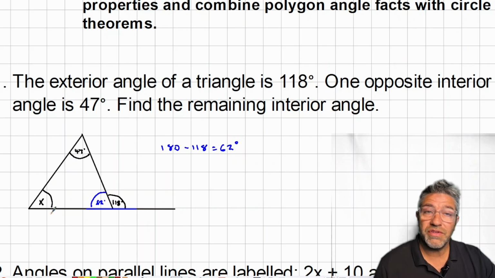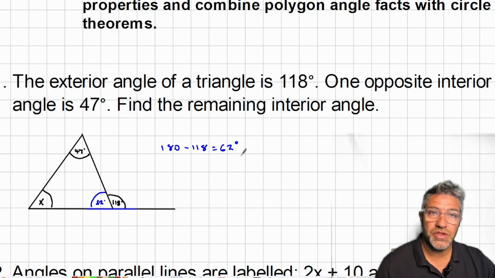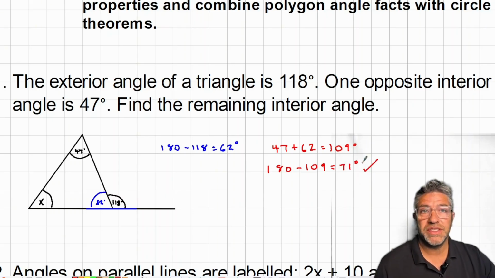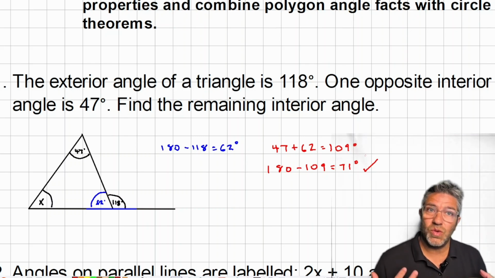Now, we are left to find X, but here we have a triangle. And what must the angles in a triangle add up to? 180. So we have 47 add 62, and that equals 109 degrees. So to work out angle X, we do 180 subtract 109 degrees, which equals 71 degrees.